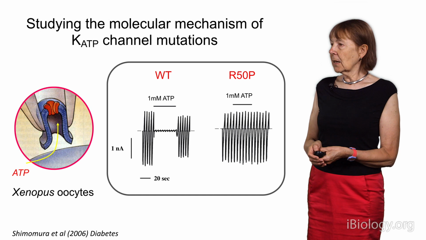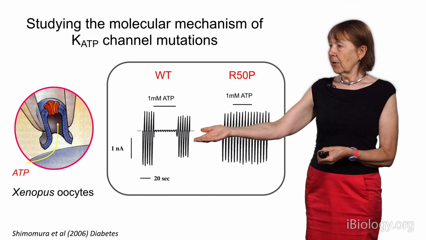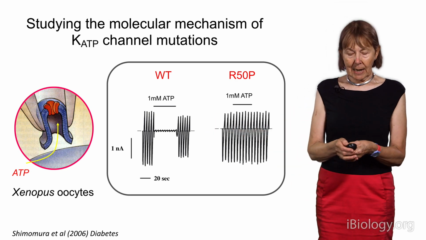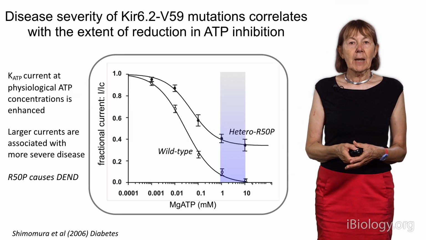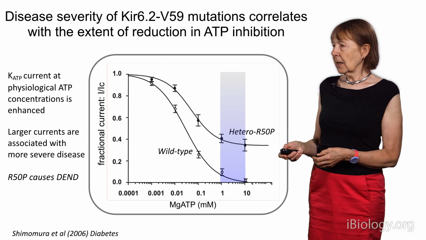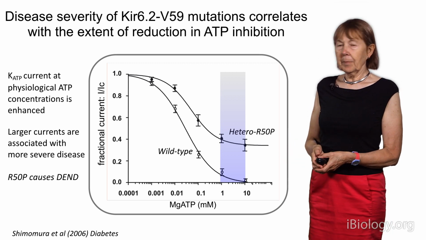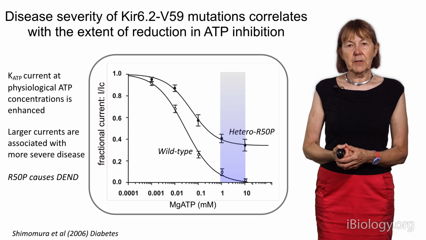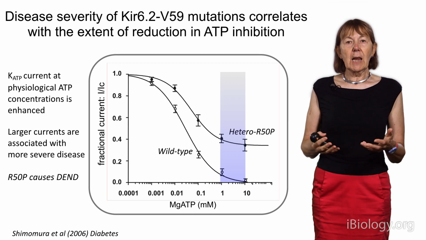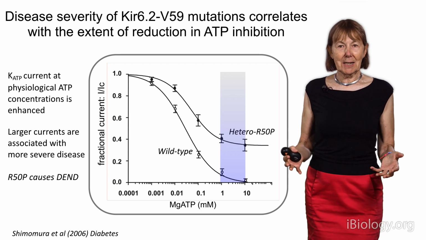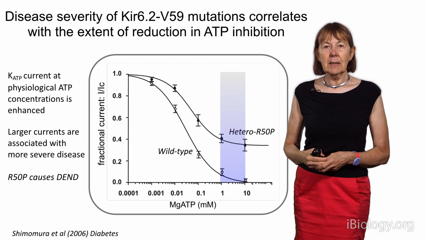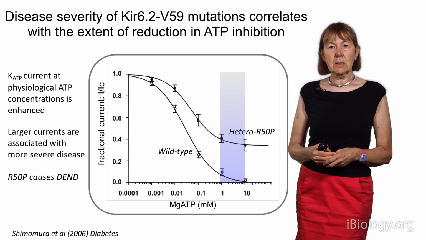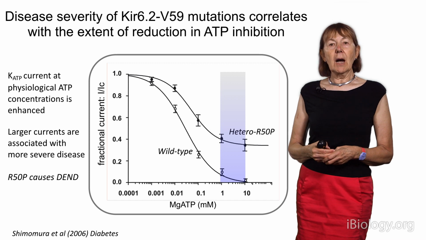So we can then go ahead and we can plot the current level in the presence of ATP as a function of that in its absence. And that's shown on the next slide. And you'll see the dose-response curve for the wild-type channel and also the dose-response curve for a heterozygous R50P mutation. Now, R50 lies right within the ATP binding site, the putative ATP binding site of the channel, and all patients with this mutation, indeed almost all patients who have mutations in Kir6.2, are heterozygous.